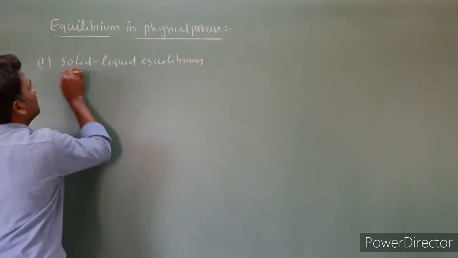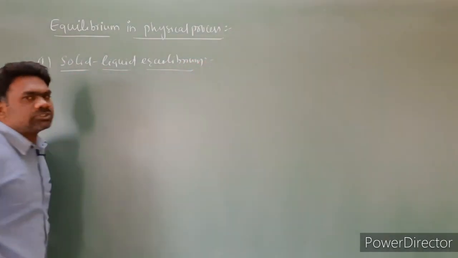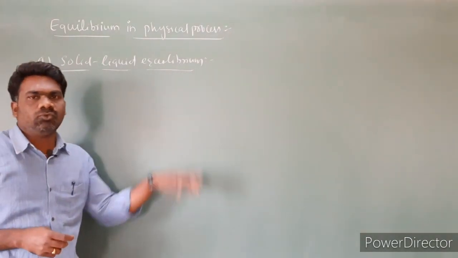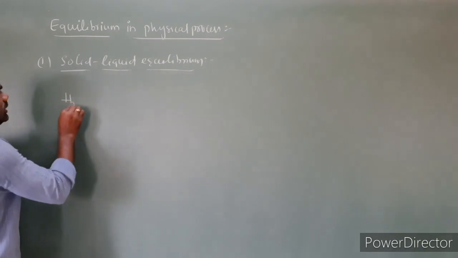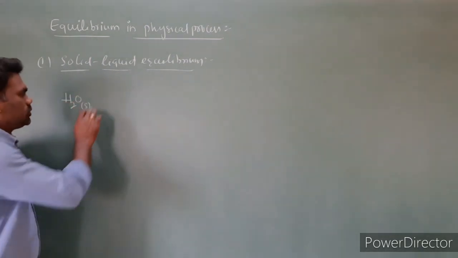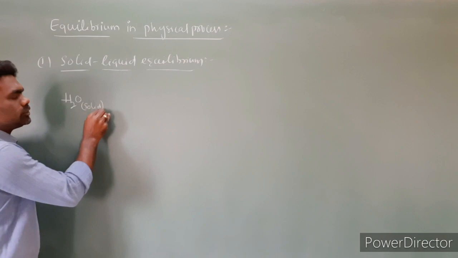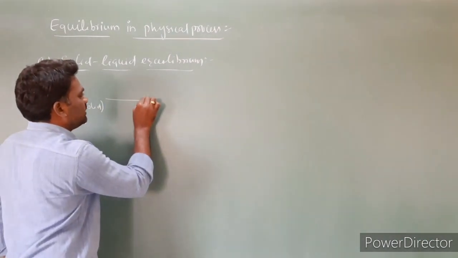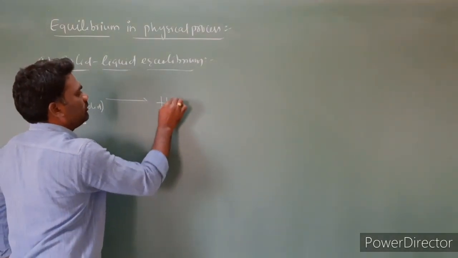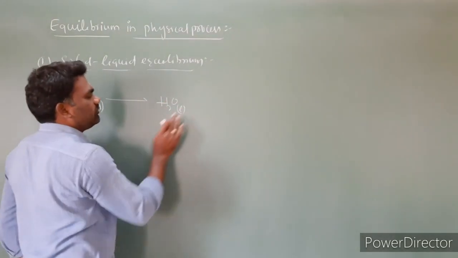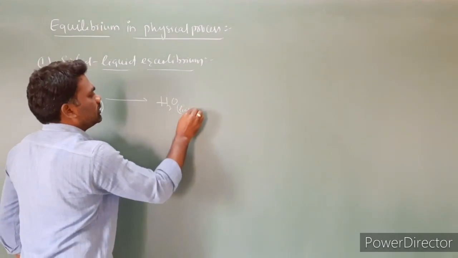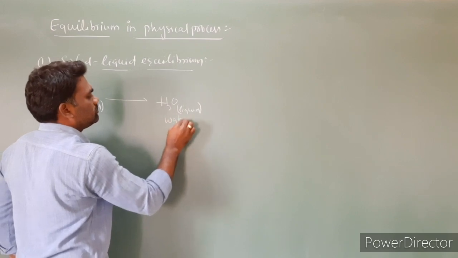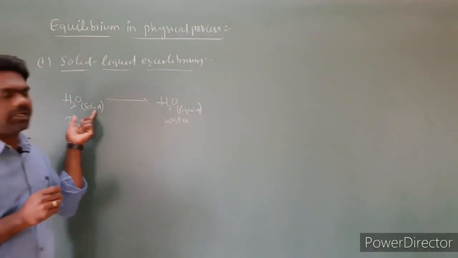Solid liquid equilibrium. Now let us understand solid liquid equilibrium by taking an example. I am taking the conversion of ice into water. So H2O in the form of solid, which is nothing but ice, is converting into H2O in the form of liquid, which is nothing but water. So H2O solid is converting into H2O liquid.